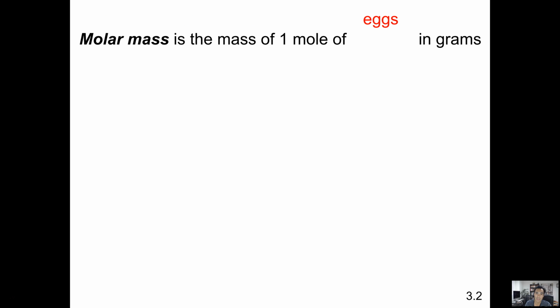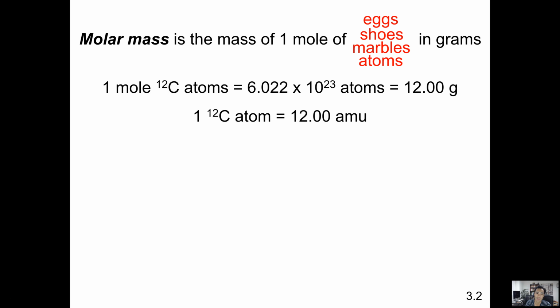Now, molar mass is the mass of 1 mole of eggs in grams. And so when we're looking at the molar mass, or shoes in grams, or marbles in grams, or atoms in grams, we take a look at this relationship. So we say 1 mole is equal to 6.022 times 10 to the 23rd carbon-12 atoms, which is equal to 12 grams, and 1 carbon-12 atom is equal to 12 AMU.